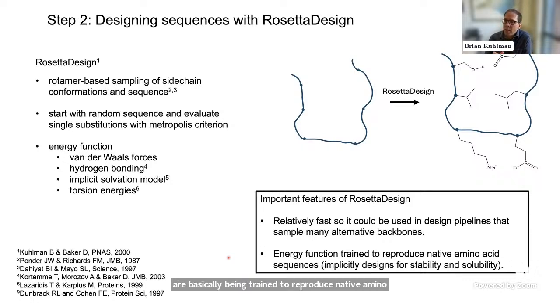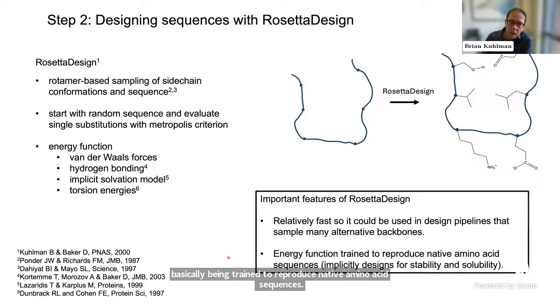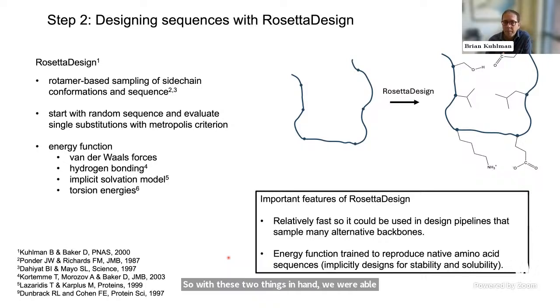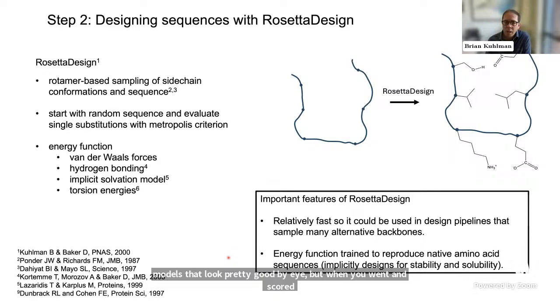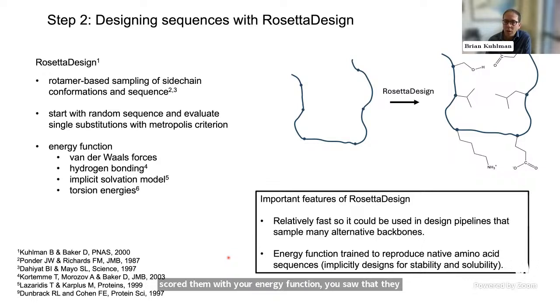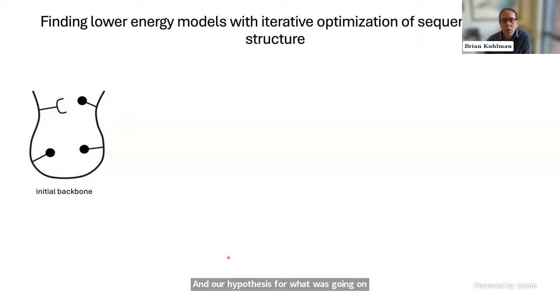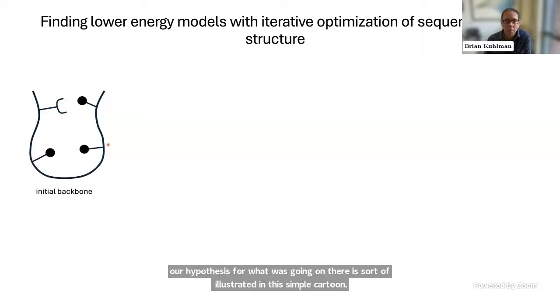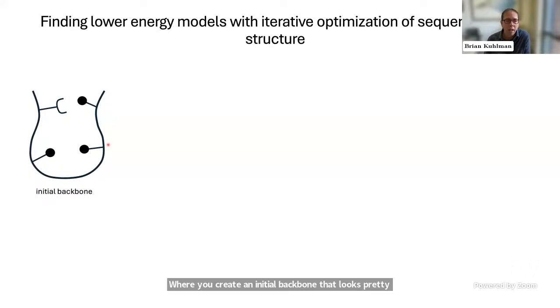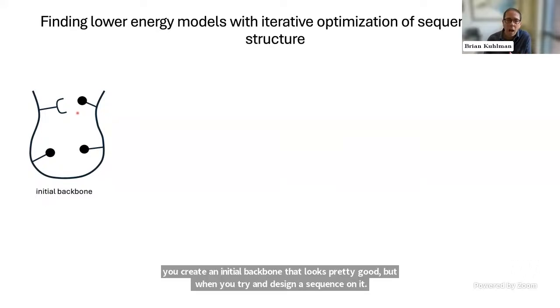So with these two things in hand, we were able to design protein models that look pretty good by eye, but when you went and scored them with your energy function, you saw that they had energies that were significantly worse than naturally occurring proteins. And our hypothesis for what was going on there is illustrated in this simple cartoon, where you create an initial backbone that looks pretty good, but when you try and design a sequence on it, some of the contacts really aren't that optimal.